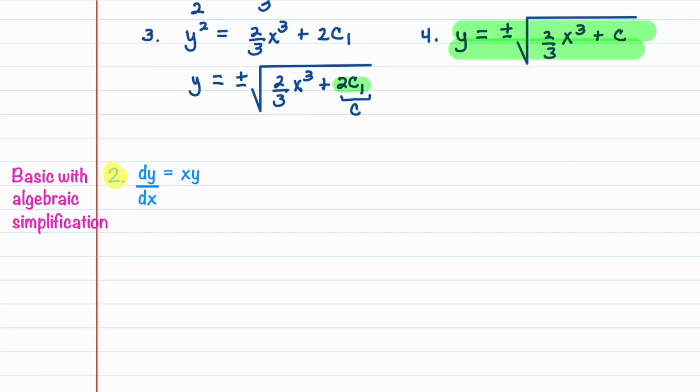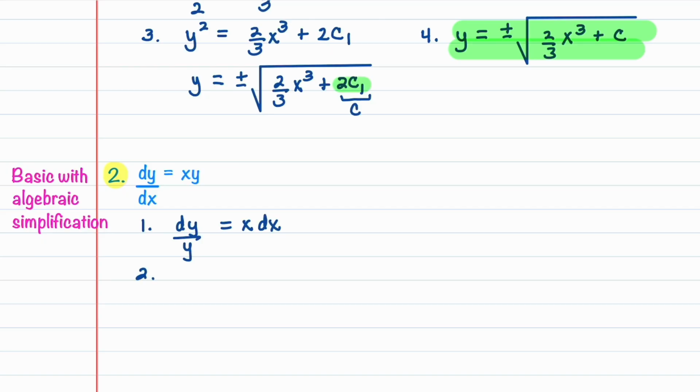Let's now look at our second example. This is another basic example, but has a little bit of algebraic simplification in it. And that's pretty common with these types of equations. Our first step is to separate the variables. I am going to take the dx to the right, and I'm going to bring the y to the left. This gives us dy divided by y is equal to x times dx.